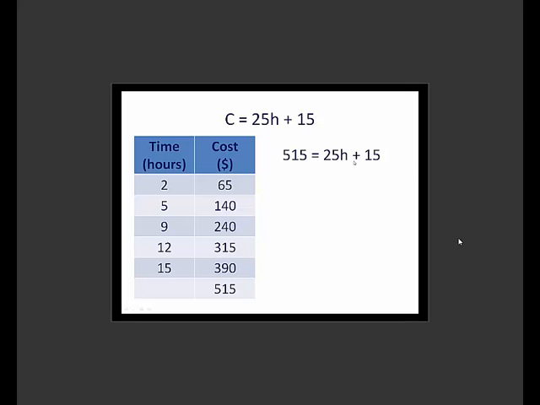Now that you're back with me, hopefully you subtracted 15 from both sides and got 500 equals 25H. Divide both sides by the coefficient, which is 25, and you get 20. So when it costs $515 for a jet ski, you rented it for 20 hours. And that's how we could use an equation to solve for either the independent variable or the dependent.